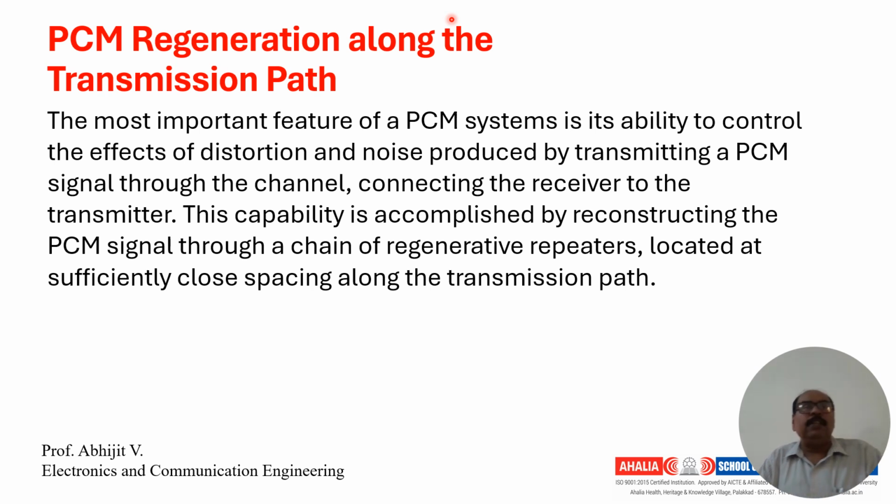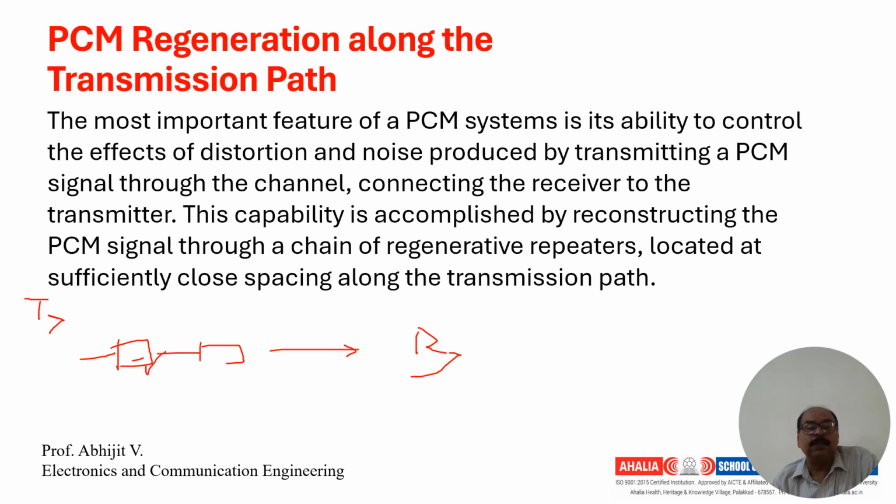So we have a series of regenerative repeaters. You might have seen in the block diagram that you have 1, 2, and so on between the transmitter and the receiver. Right? A set of regenerative repeaters. The chain of regenerative repeaters helps the pulse code modulated system to avoid noise. So how is noise reduced in PCM? Or what is the need of regenerative repeaters in a pulse code modulated system? All these are probable questions that might appear in your university exams.